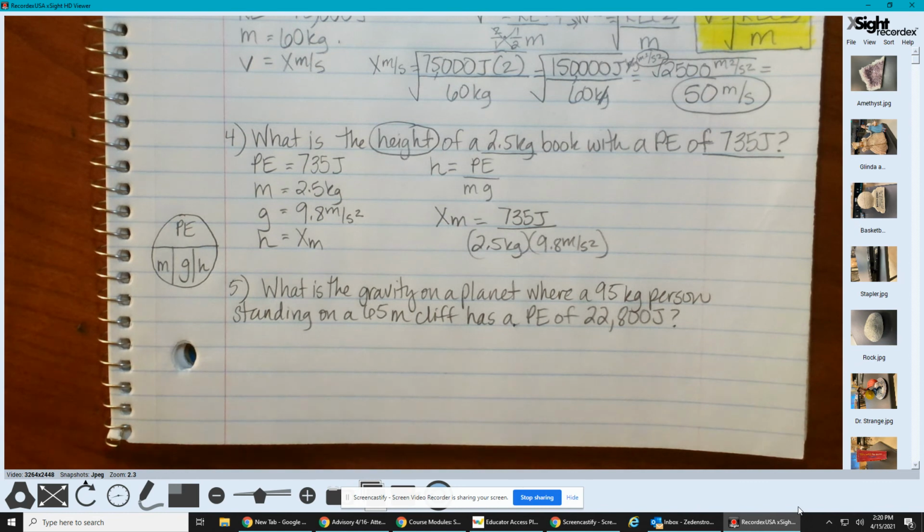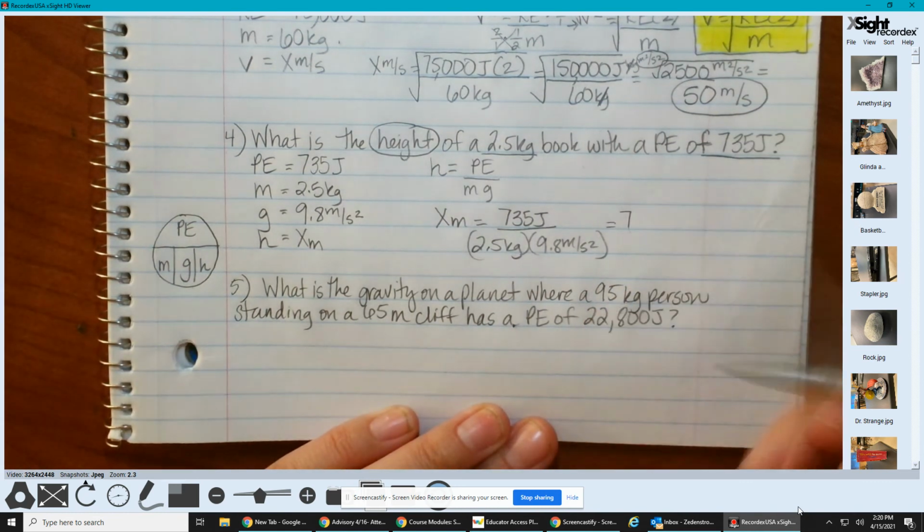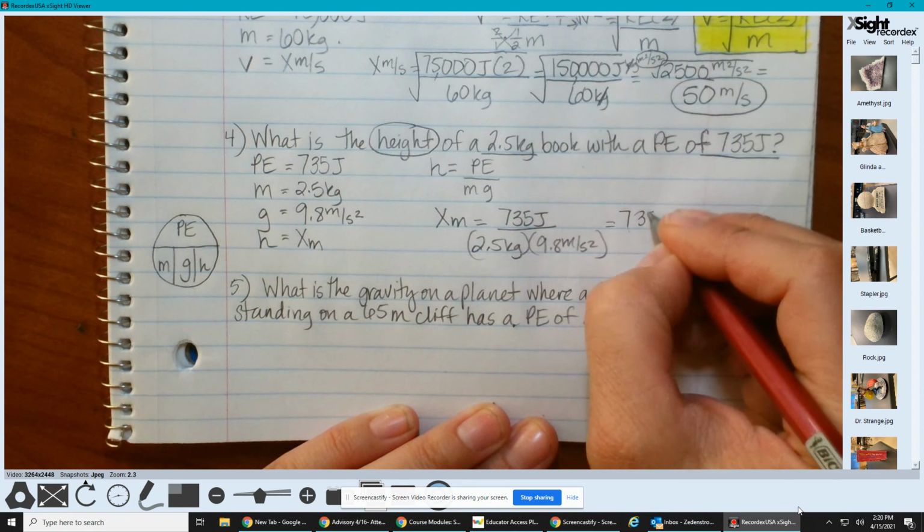So now I need to solve everything on top and bottom. There's nothing to solve on top. So 735 joules.